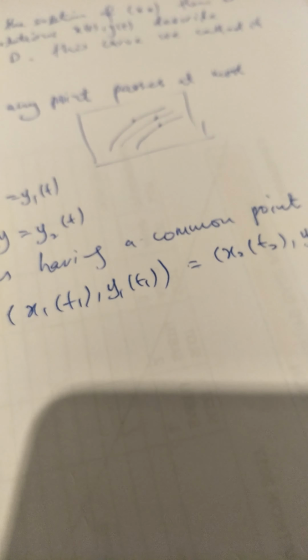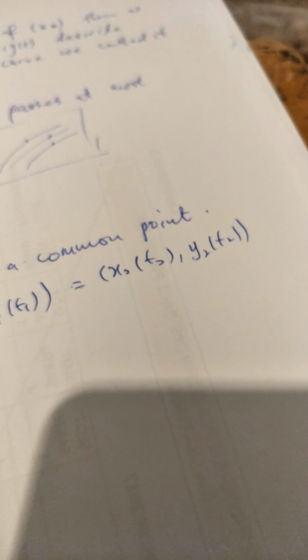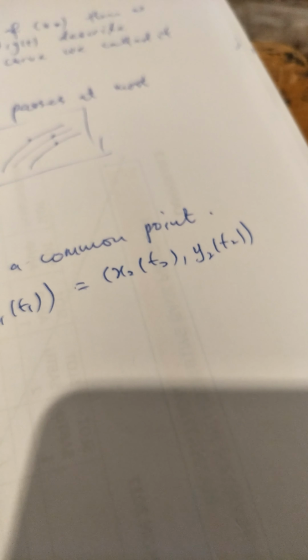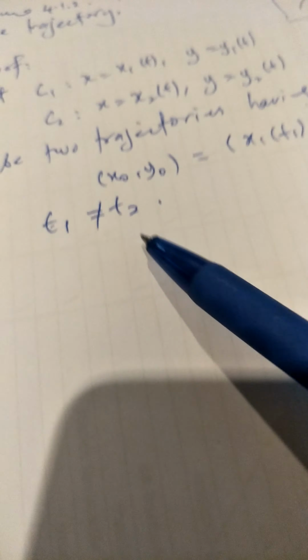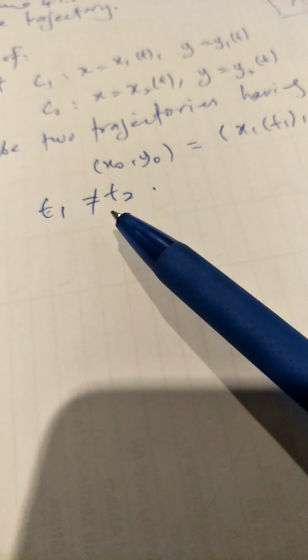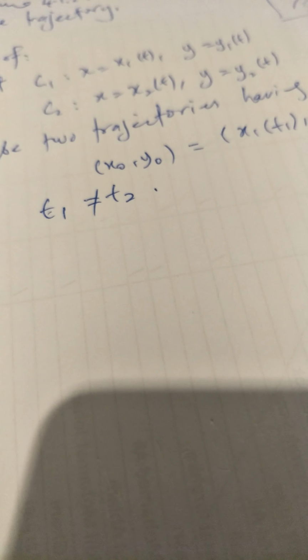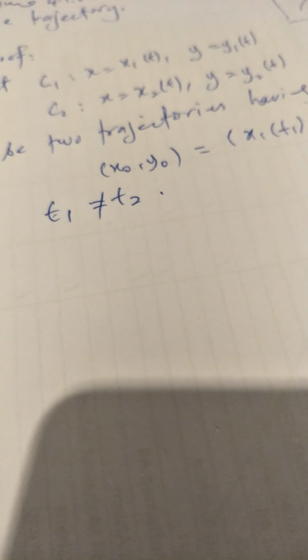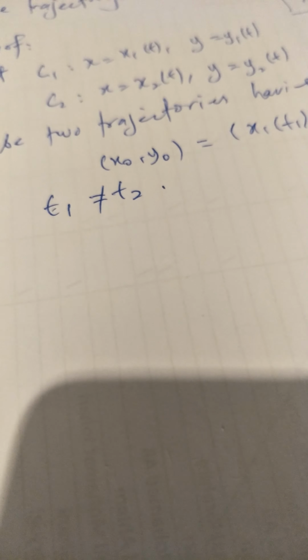So (x0, y0) is equal to (x1(t1), y1(t1)) and (x2(t2), y2(t2)), where t1 is different than t2. If t1 equals t2, then in that case it contradicts the uniqueness theorem, the uniqueness of the solution.